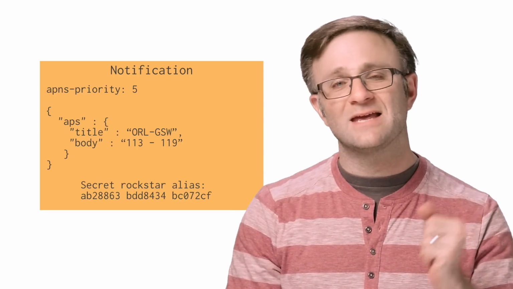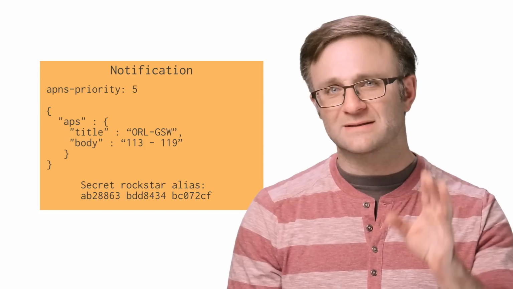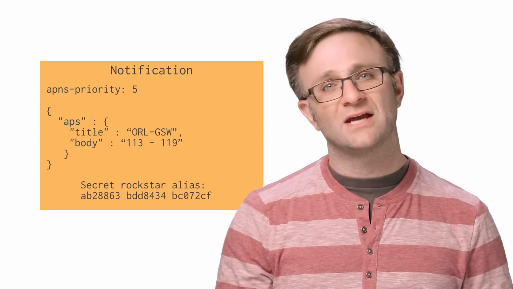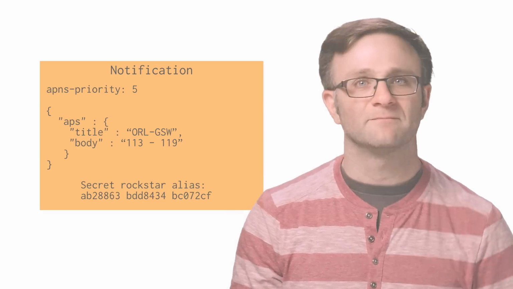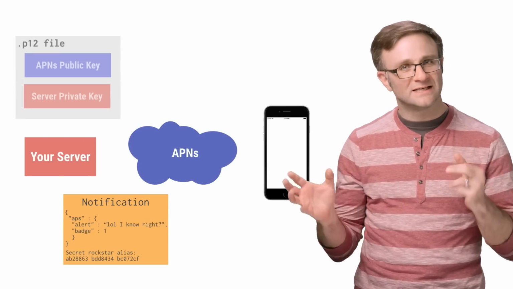APNs will often group these messages and send them all at once as a way to conserve the user's battery, and they may even get throttled and not sent at all. But still, it's a good way of respecting your user's battery, so if it's not an urgent notification, consider sending it normal priority. Now, what happens when your device receives the notification?